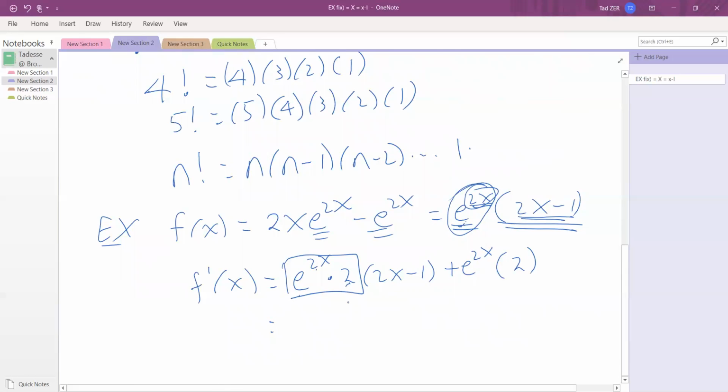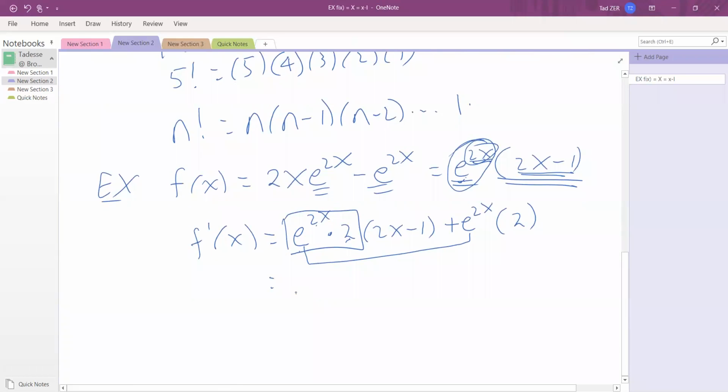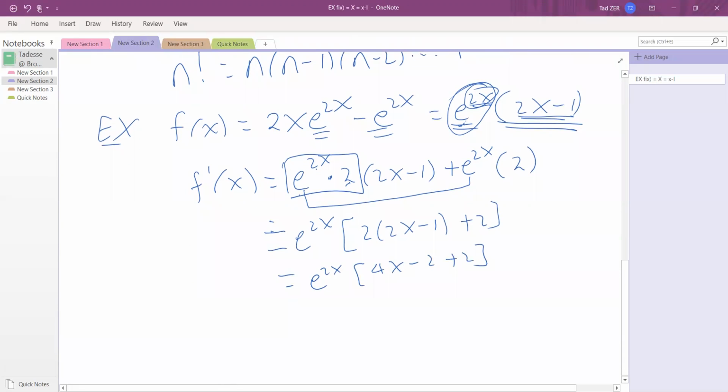Now, if you want to simplify, again, you see e to the 2x is common. So what's left? 2 times 2x minus 1 plus 2. So this is e to the 2x, 2 times 2x is 4x, minus 2 plus 2. Okay, now the minus 2 plus 2 cancels out. So what's left? 4x e to the 2x. That will be the derivative.